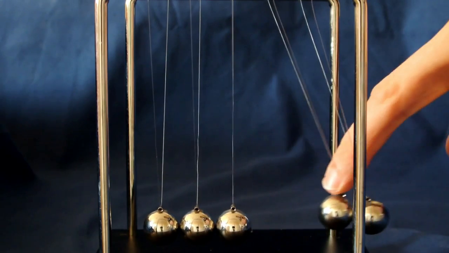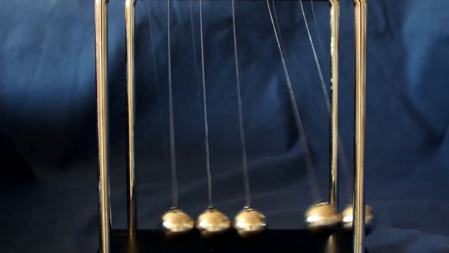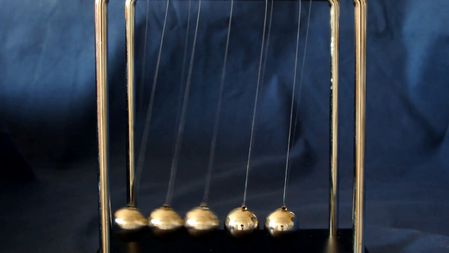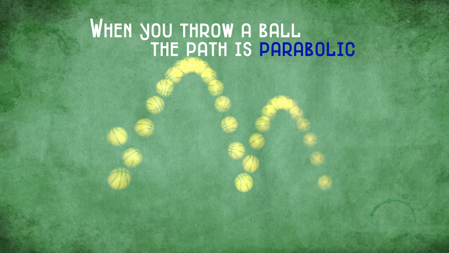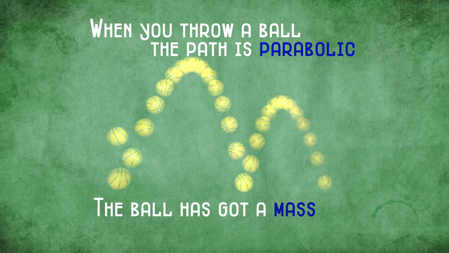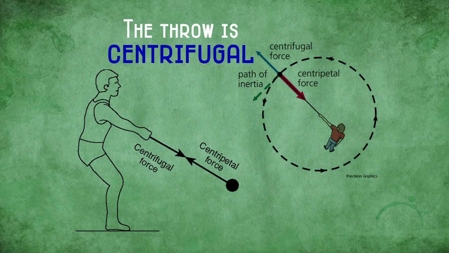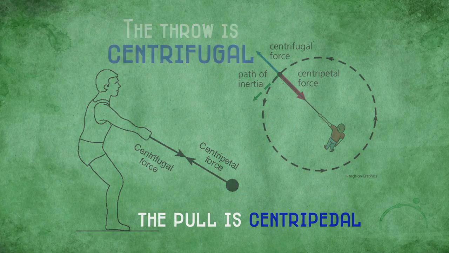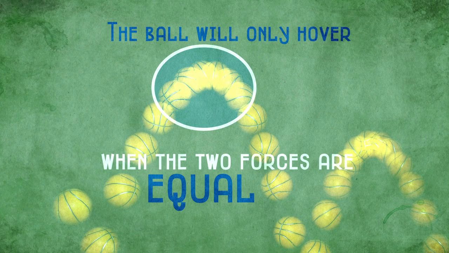You push it, and it moves, and it's gonna move forever, unless something slows it down, or stops it altogether. And when you throw a ball, the path is parabolic, the ball has got a mass, a force is acting on it. The throw is centrifugal, the pull is centripetal. The ball will only hover when the two forces are equal.